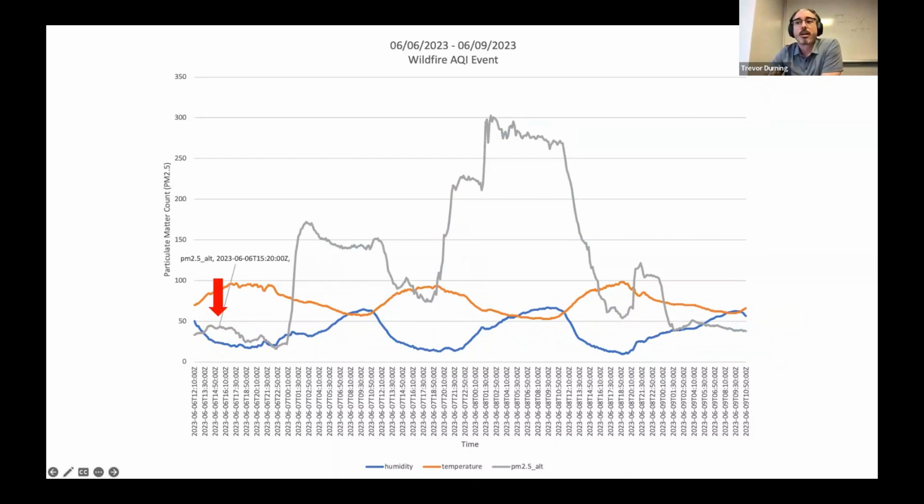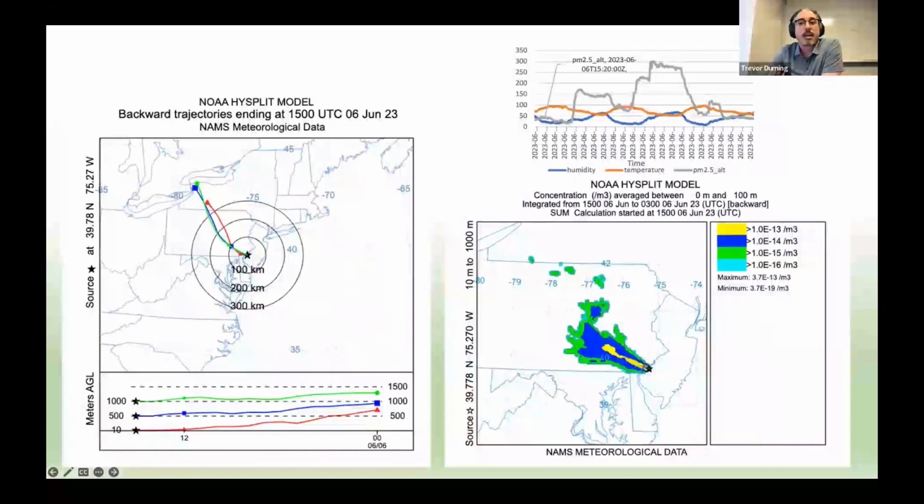Here we are at 3:20 on the 6th, and I've got these models shoot out. Has anybody ever seen one of these before? Has anyone seen a HYSPLIT model before? No? Okay. So this is what the HYSPLIT model spits back out at me, and let's try to talk about it a little bit.